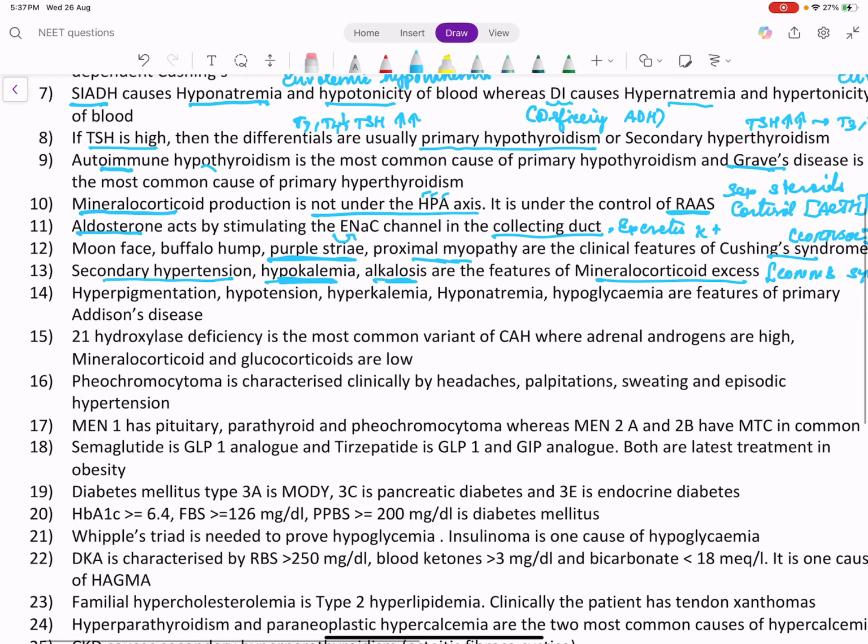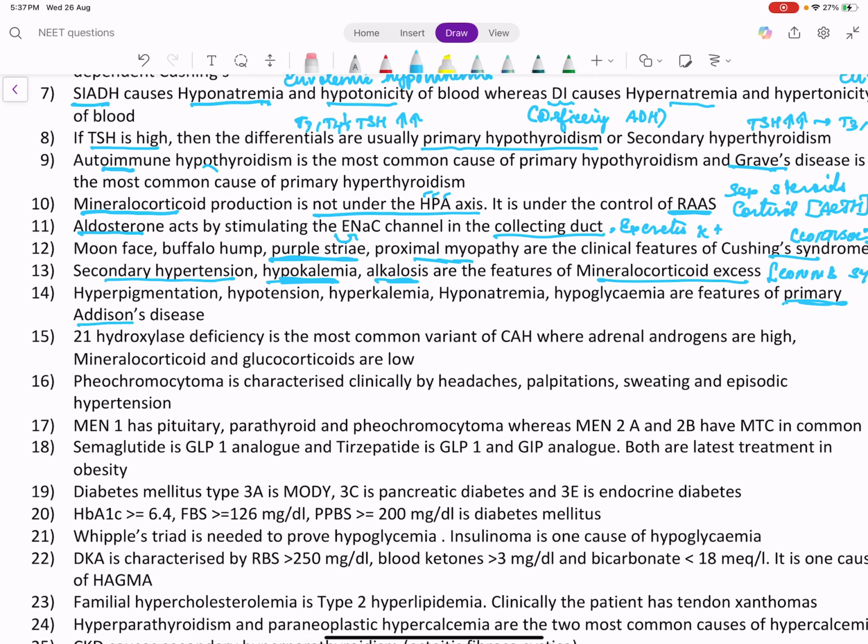Now primary Addison's disease. Primary Addison's disease means there is a problem in the adrenal gland itself. So when the gland itself is problematic, both glucocorticoid and mineralocorticoid secretion will be low, and ACTH will increase because cortisol is becoming low. This is by feedback stimulation. So when mineralocorticoid becomes low, there will be hypotension, hyponatremia, hyperkalemia. These are the opposite of mineralocorticoid excess.